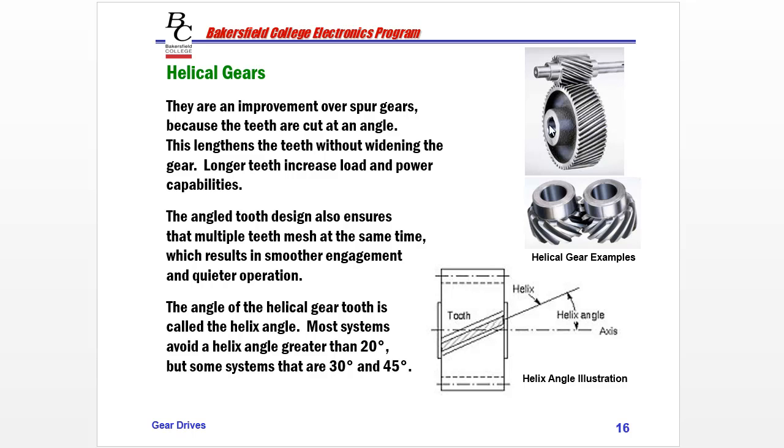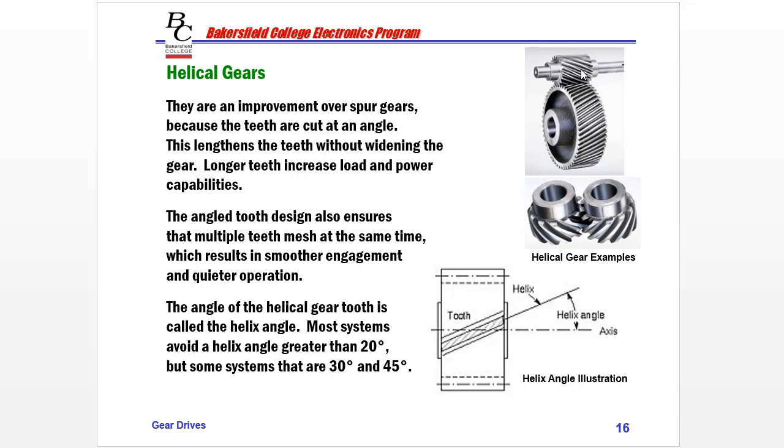The angle of the helical gear is called the helix angle. Most systems avoid an angle greater than 20 degrees, but there are some systems that are 30 and even up to 45 degrees. So you can see the helix angle here is the angle off the actual perpendicular axis, or if it was a spur gear, how it is slanted here. And that's the helix angle.